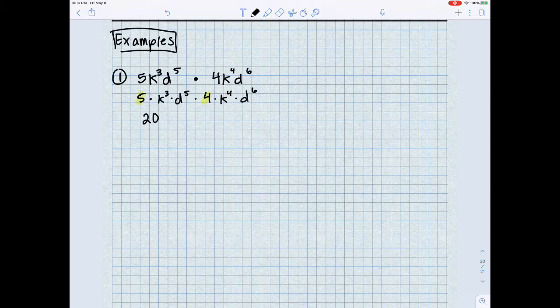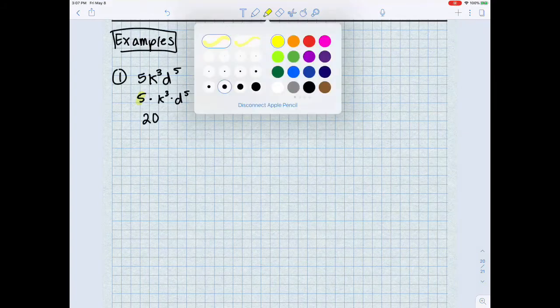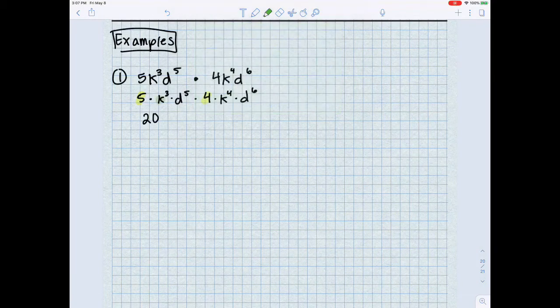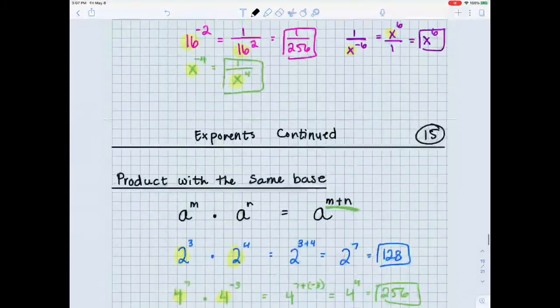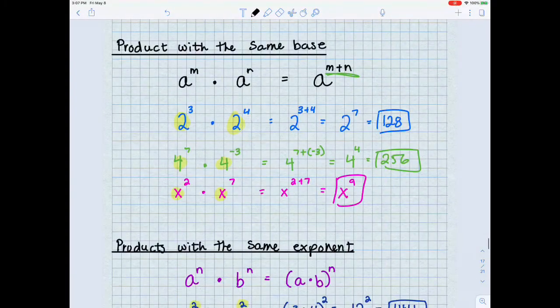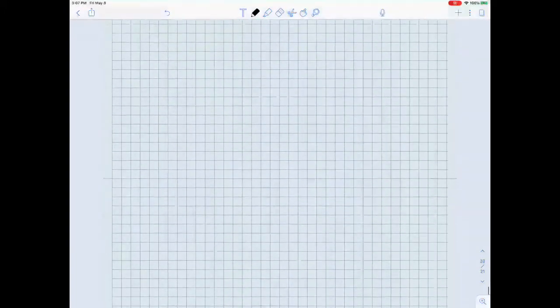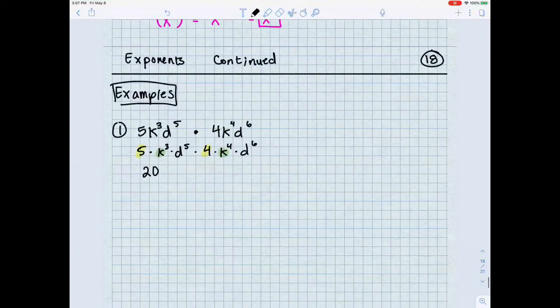right? We have k to the third power times k to the fourth power. Hey, does that sound like one of our rules? Yes, it does. It looks like we're going to have a product with the same base. So what do we do? Oh, well, it's a good thing I wrote some notes about this. Product with the same base. Oh yeah, we just add the exponents together. So, k to the third times k to the fourth is k to the 3 plus 4, which equals k to the 7th.